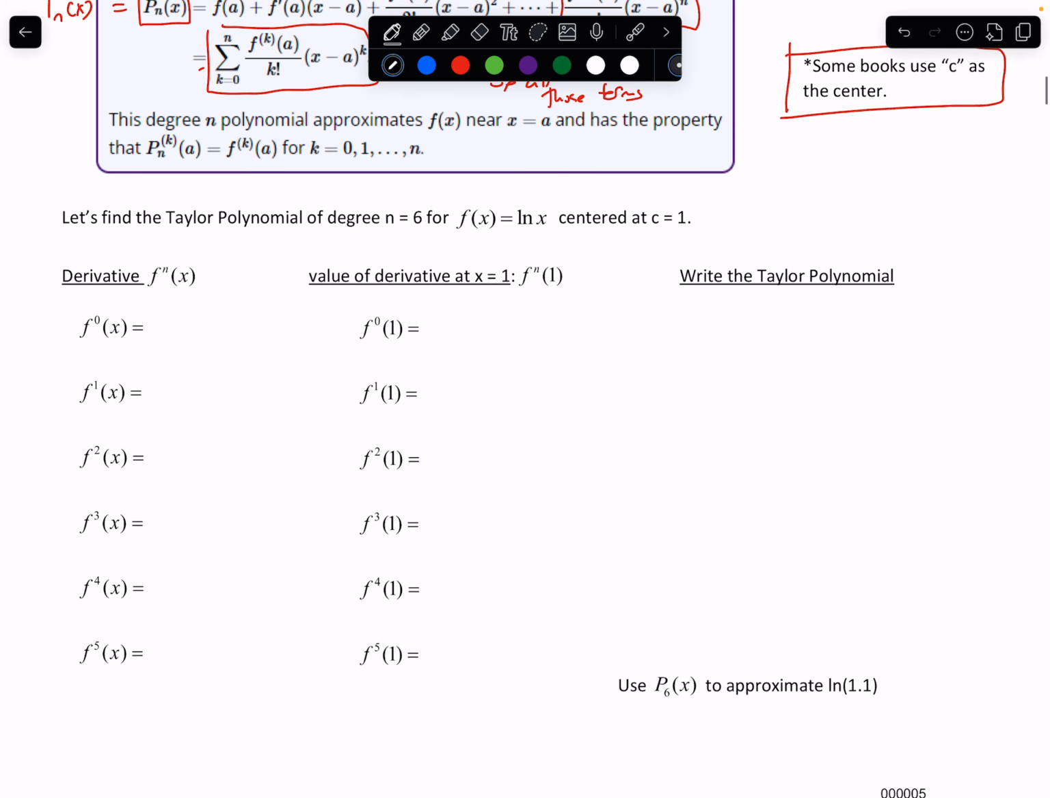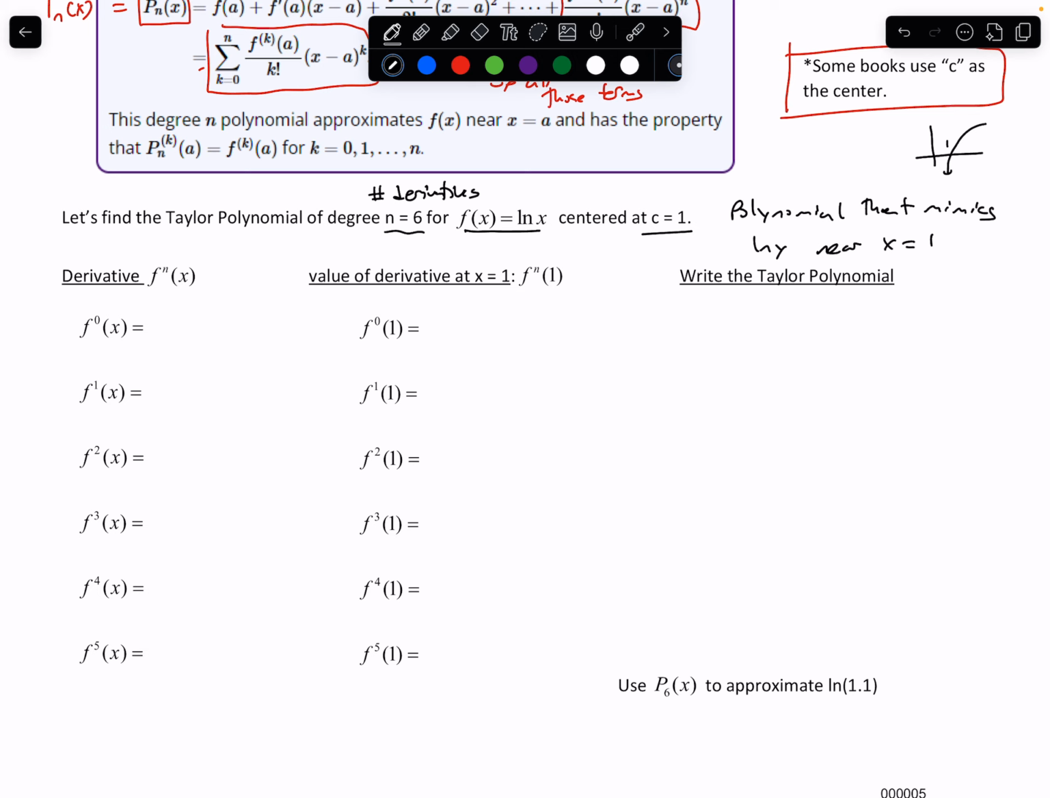Here we have to find a Taylor polynomial of degree n equals 6. So remember, that's going to be the number of derivatives that we want for the natural log of x. So what we're going to do here is come up with a polynomial that mimics the natural log of x near our center of 1, near x equals 1. So think about what the natural log function looks like near 1. And we want to come up with a polynomial that looks like that.